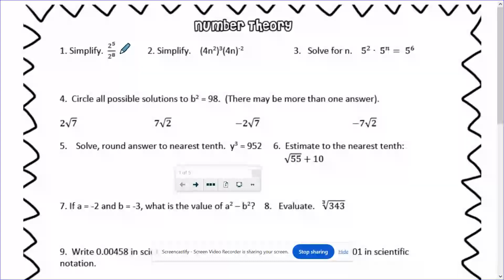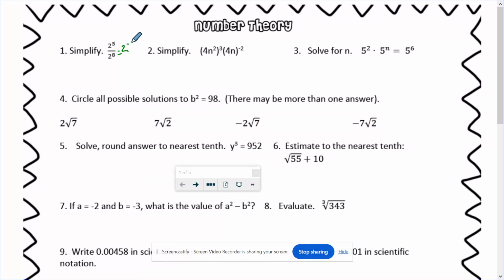So in question number 1, this is a very basic dividing exponent or monomial rule, which is to keep the base and subtract the exponent. Usually our bases are variables, but in some cases the bases are actual numbers. So we're going to just keep the base and subtract the exponent.